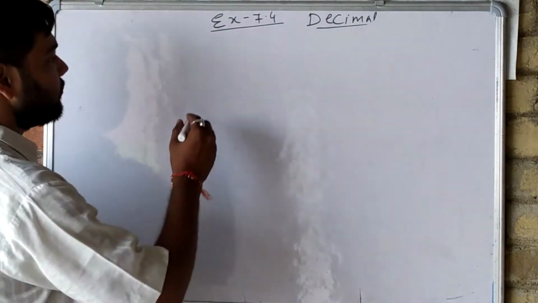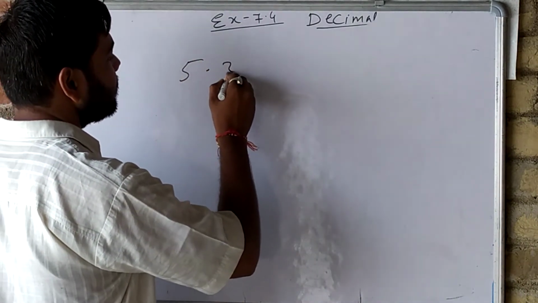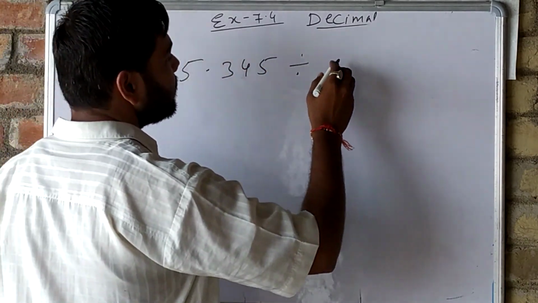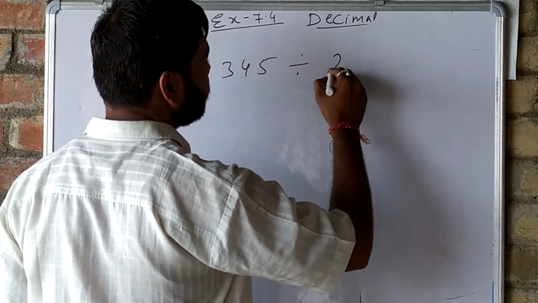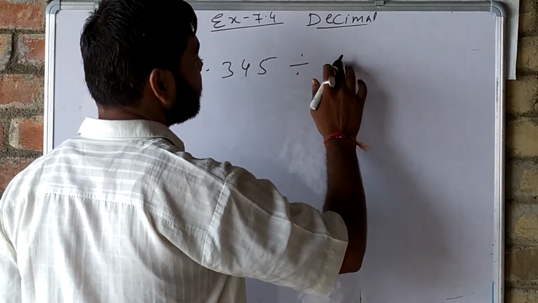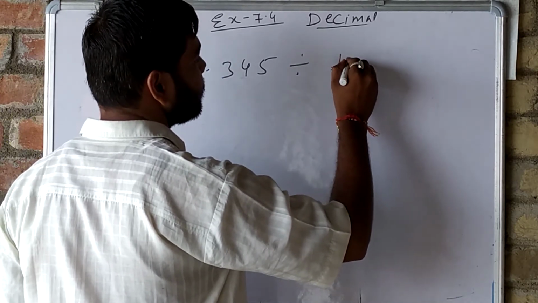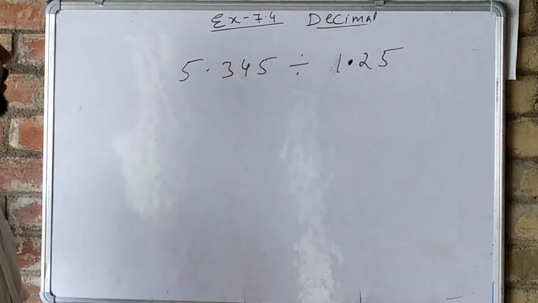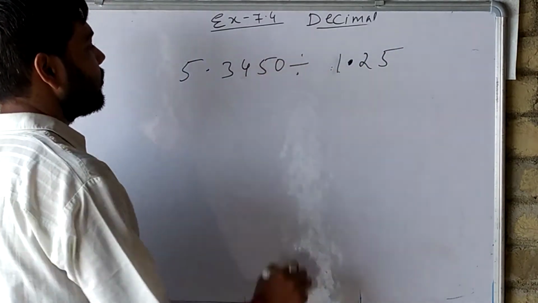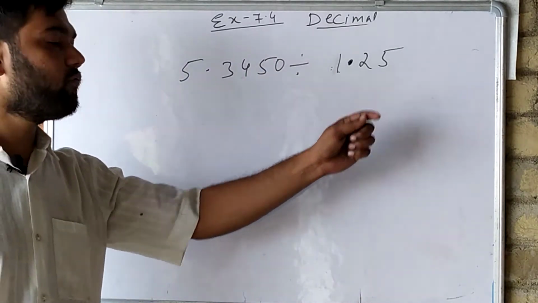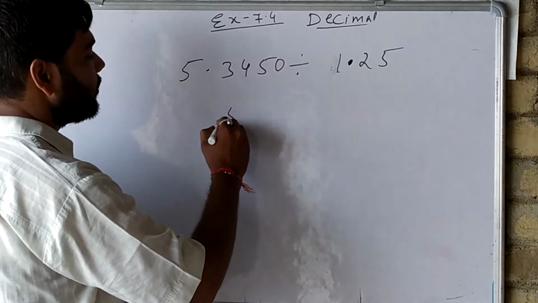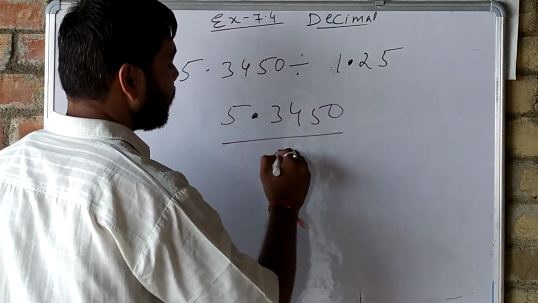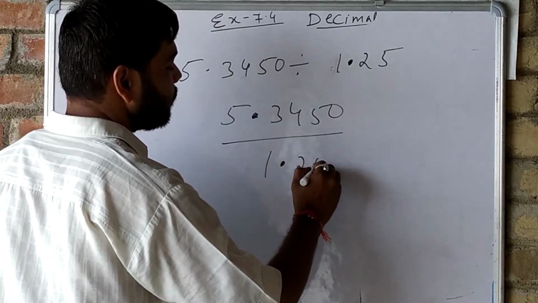Okay, suppose we have 5.345 divided by 1.25, with 1 decimal to 5. Okay, 5.3450 divided by 1.25. So we will write this value in the numerator, 5.3450, and upon 1.25.